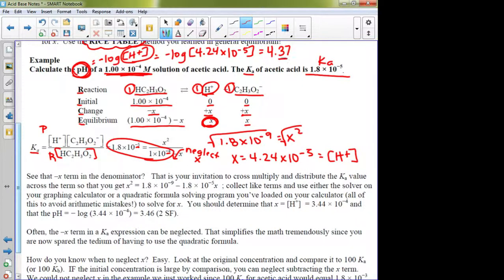Alright, how do we know that I needed 2 decimal places there? Because what's my least number of significant figures in this problem? 2. So I need 2 decimal places. We good on this? We really good on this? Okay. Good.